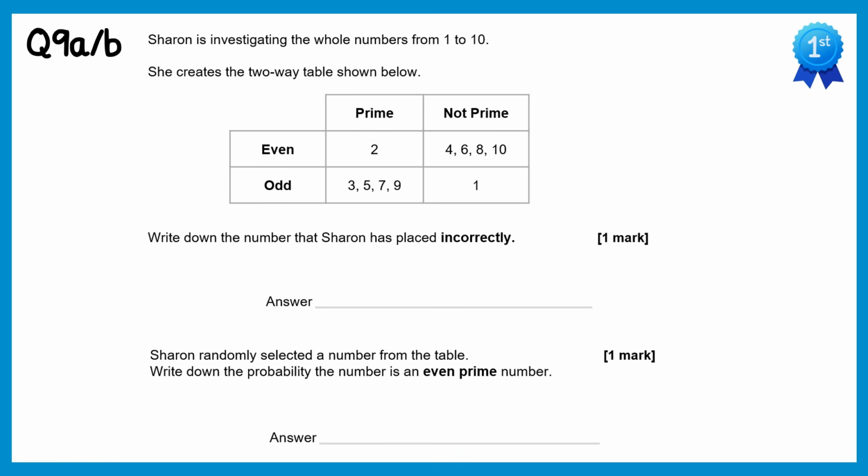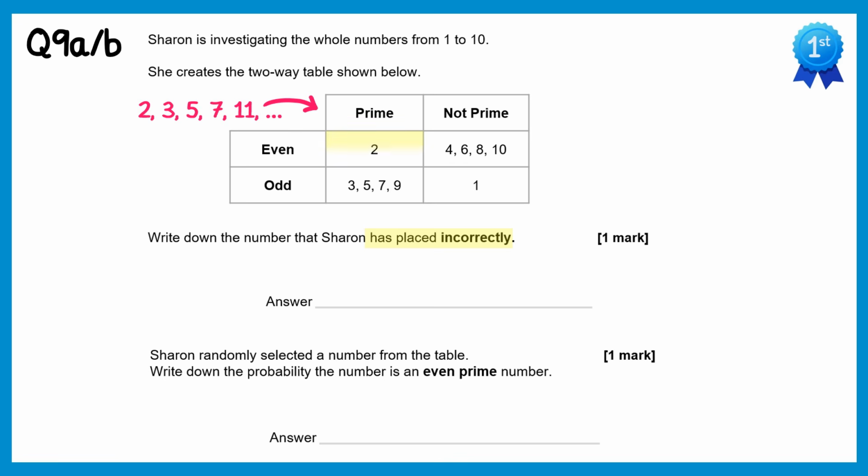For the first part of this question, we need to find the number that Sharon has placed incorrectly. So looking at this table, we've got prime numbers here. Prime numbers are numbers that have exactly 2 factors. So for example, 2 only has factors of 1 and 2, 3 only has factors of 1 and 3. So some prime numbers you need to know are 2, 3, 5, 7, 11, and so on.